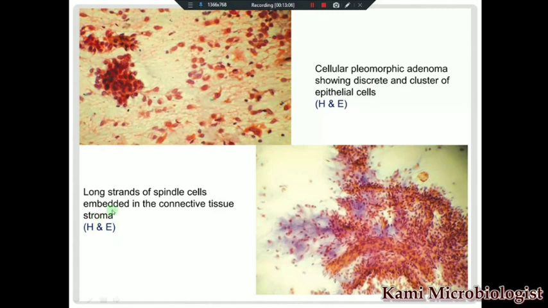Now these two are the cancer cells, and these are the most important fields through which we can identify the cancers. This first picture is actually a cellular pleomorphic adenoma, showing discrete cells and clusters of epithelial cells, done with H&E stain, hematoxylin stain. Then the second picture is showing long strands of spindle cells embedded in connective tissue stroma. This is also H&E stain.